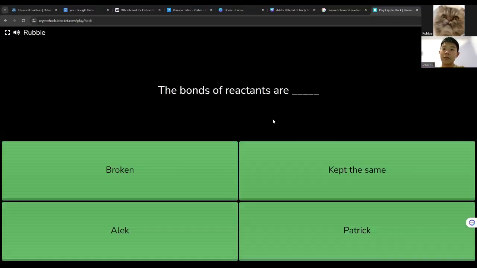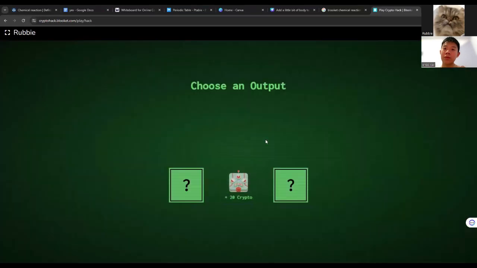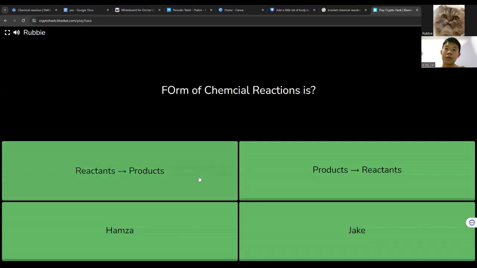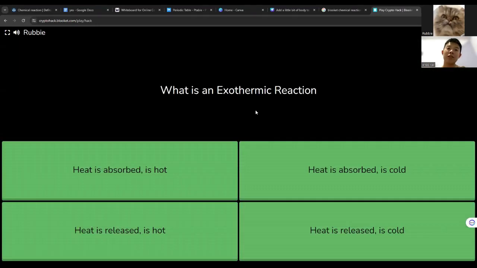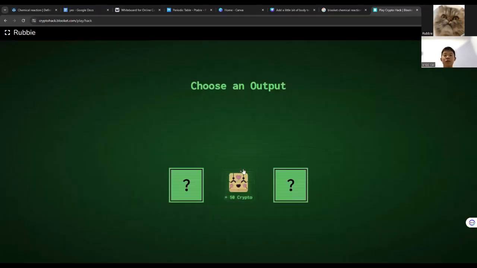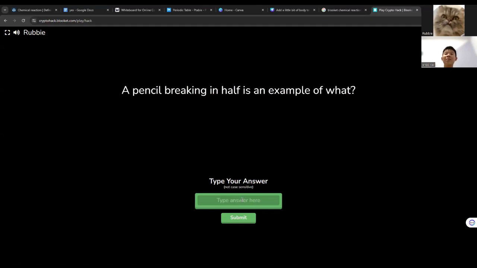Double. The bonds of reactants are broken. Let's go, 30 crypto. Triple! Oh my. Double crypto. Oh my days, 10 crypto. What the hell?